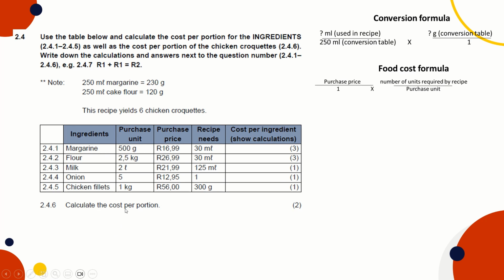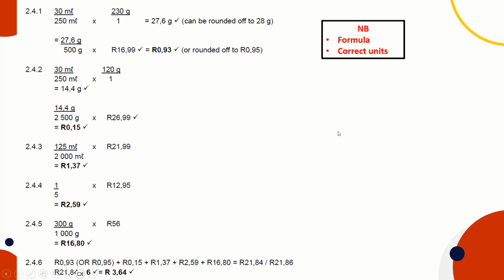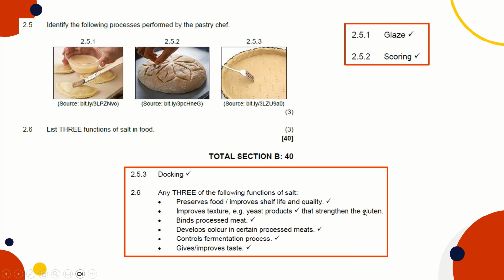Then also you need to calculate the cost per portion. Per portion is where you need to serve a specific amount to a person. Now you will see that this recipe yields 6 chicken croquettes, and you're going to serve 1 croquette to each person, so your final answer needs to be divided by 6 to get to the price for 1 portion. Over here are all the calculations in this discussion. I'm not going to explain how the memo went about getting to the answers. You can go through them on your own time.